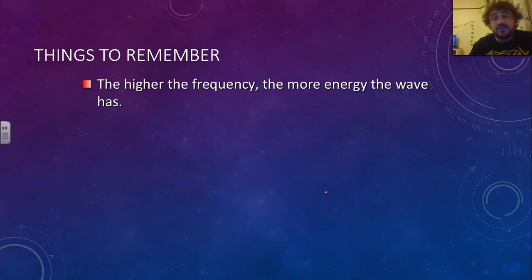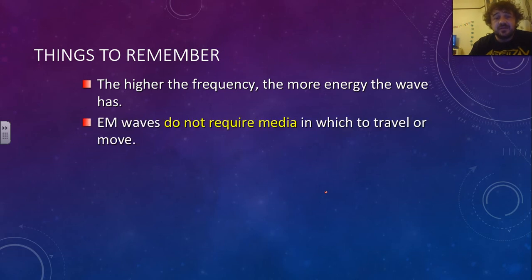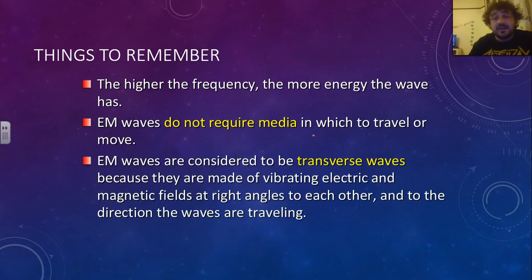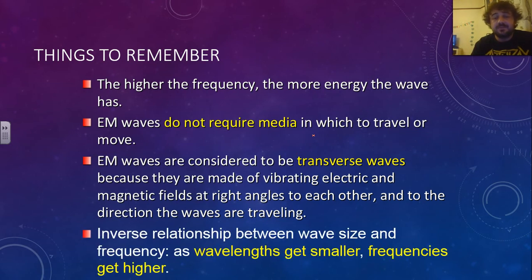Okay, so this is what you need to remember. The higher the frequency, the more energy a wave has. Electromagnetic waves don't require a medium in which to travel or move, and this is why they can travel from the sun to the earth. They're transverse waves, so they're vibrating electric and magnetic fields at right angles to the direction the energy is traveling, and they vibrate up and down. Alright, so there's the inverse relationship. Wavelengths get smaller, frequencies get higher.